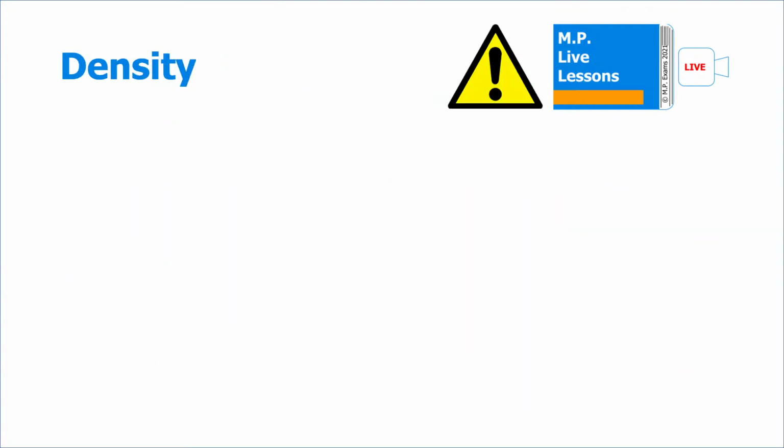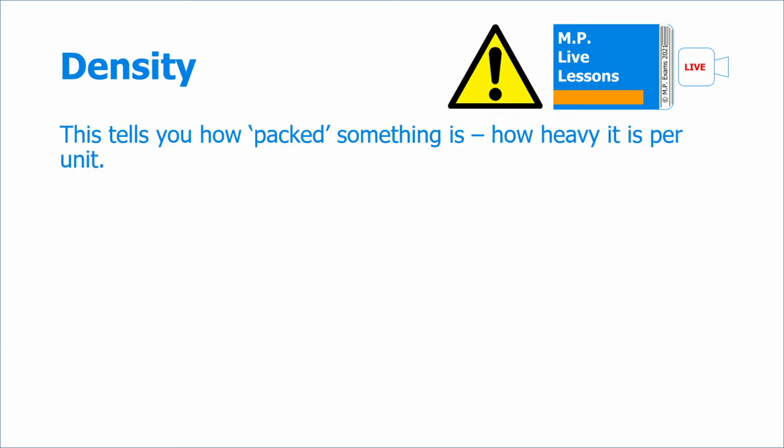Next, for foundation tier is density. So this is actually a crossover with physics, and this tells you how packed something is, or how heavy it is per unit of volume. For example, gold is a very dense material. It will still feel quite heavy, even though it could be a very small block. So density is how heavy it is, so that's mass, divided by the volume. And there isn't a standard unit, really. If you're doing science, you'd usually put mass as kilograms and volume as cubic centimeters.